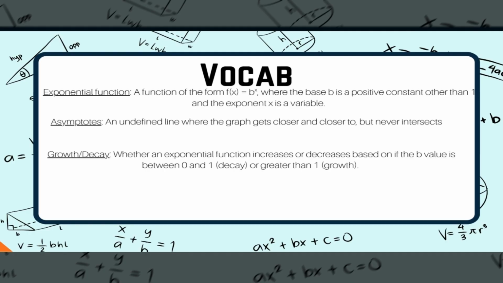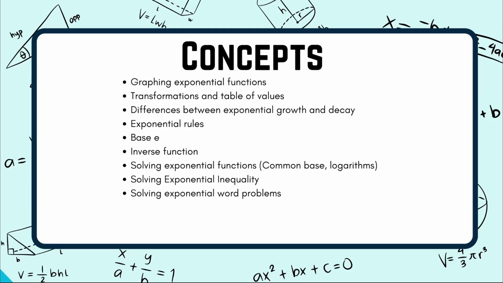Growth and decay means whether an exponential function increases or decreases based on its b value. The base e is the base of the natural logarithm written as ln x. Y equals e to the x is called the natural exponential function. We will be covering these key concepts that have to do with exponential equations and functions.